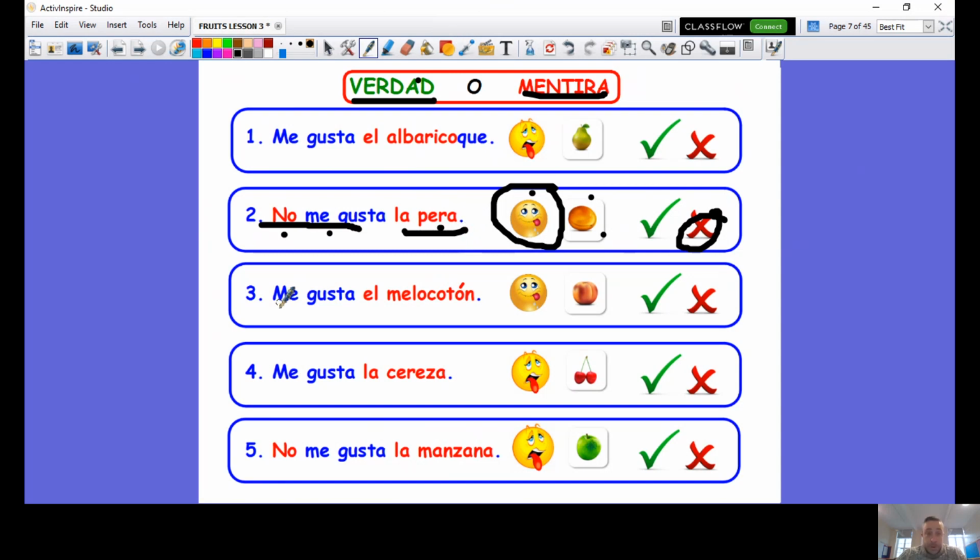I'm going to pause because I want you to do number 3, 4 and 5 on your own now. Number 3 says, me gusta el melocotón. Look at the pictures. Is it verdad o mentira? Number 4 says, me gusta la cereza. Look at the pictures. Is it verdad o mentira? And number 5, no me gusta la manzana. Verdad o mentira? I'm going to give you 1 minute to do number 3, 4 and 5. Pause your video. 30 seconds. Go.